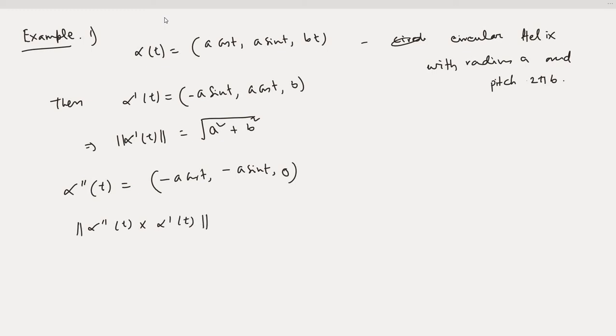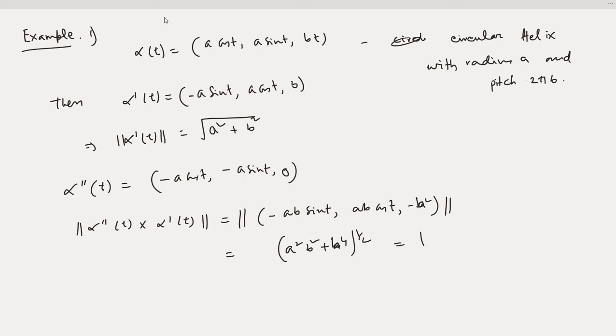So the cross product of alpha double prime of t with alpha prime of t is equal to minus a b sin t comma a b cos t comma minus a square, please check it. And the norm of this is equal to a square b square plus a power 4, to the power half, which is equal to mod of b times a square plus b square, to the power half.